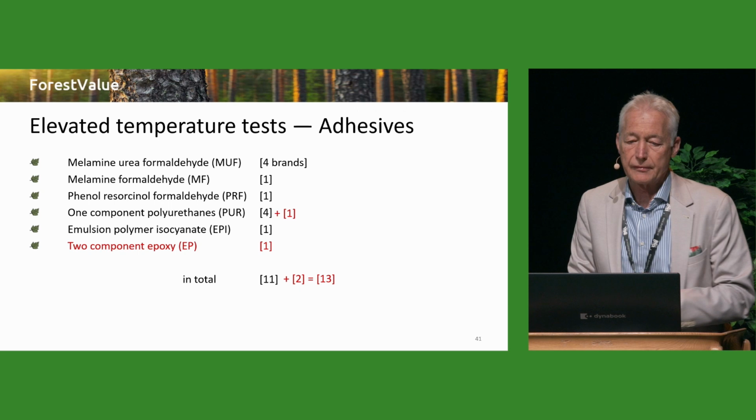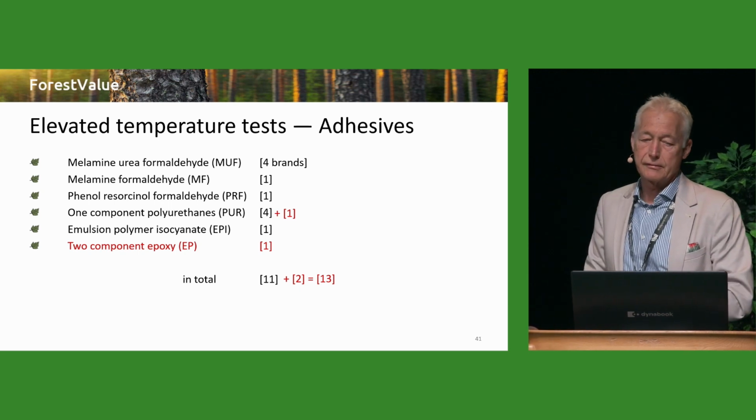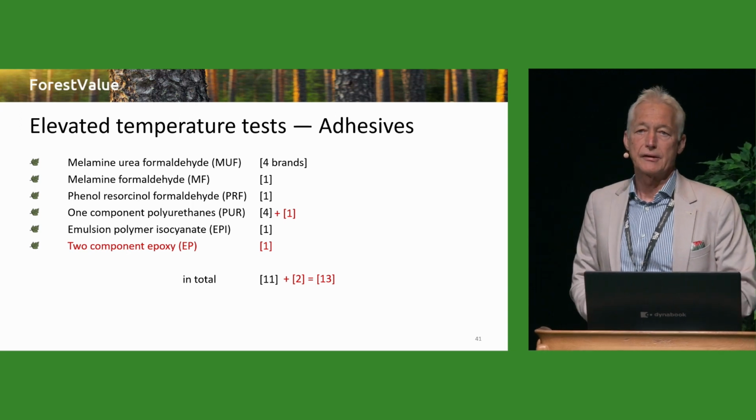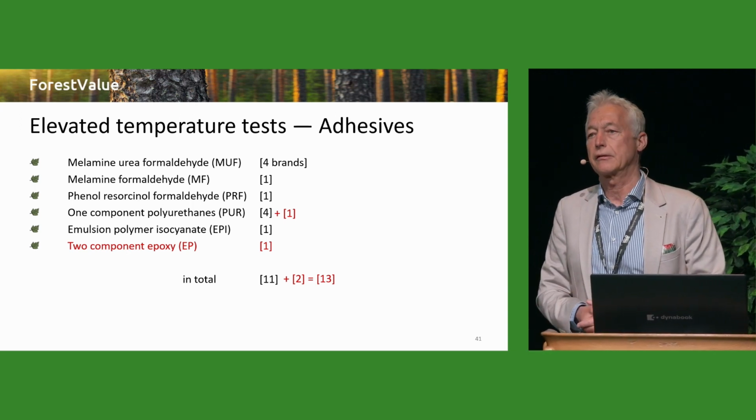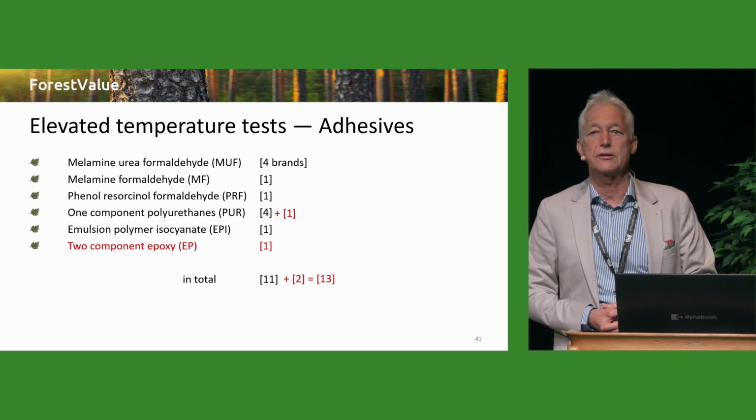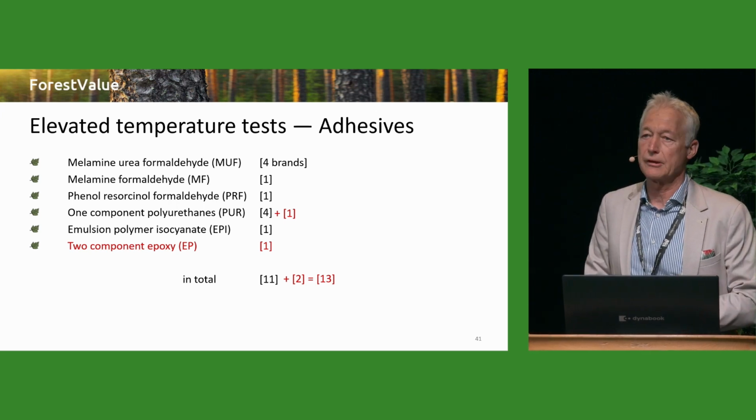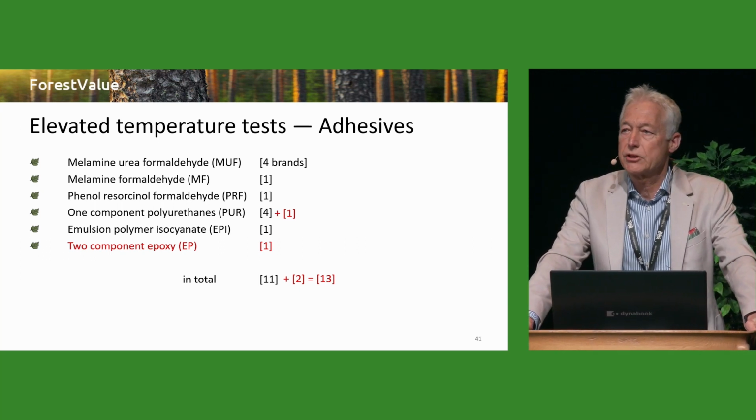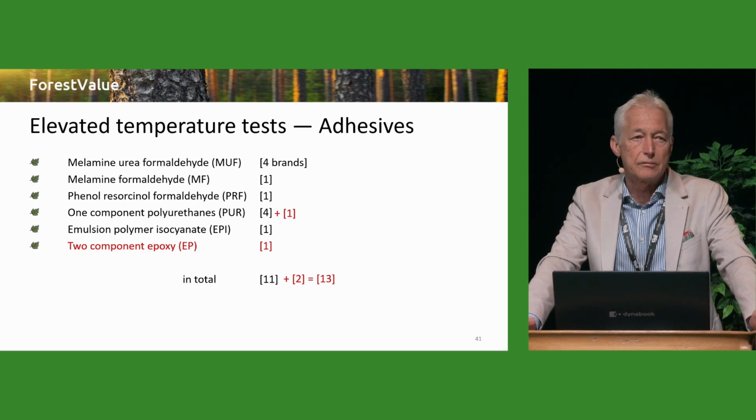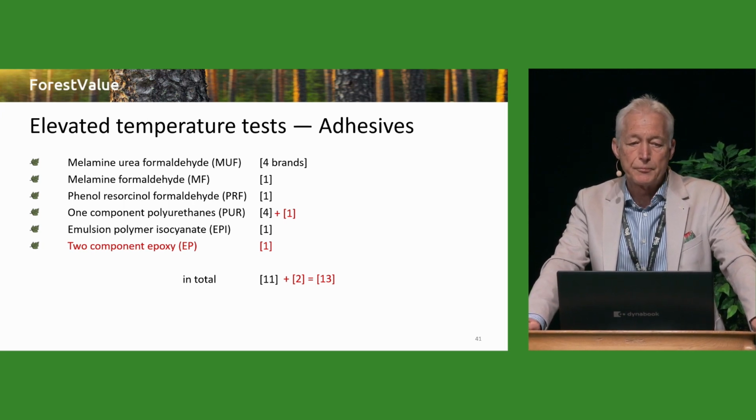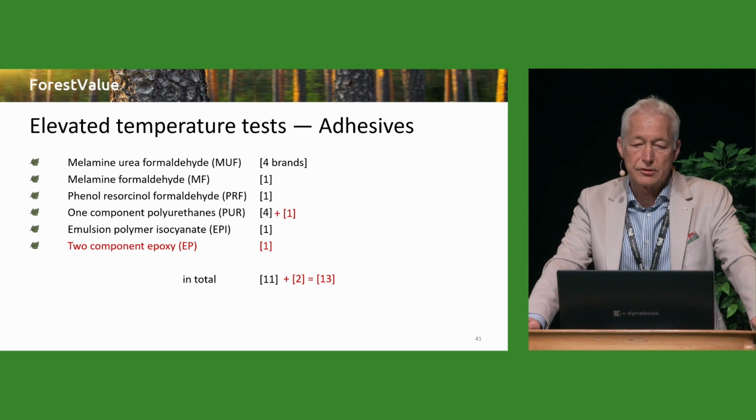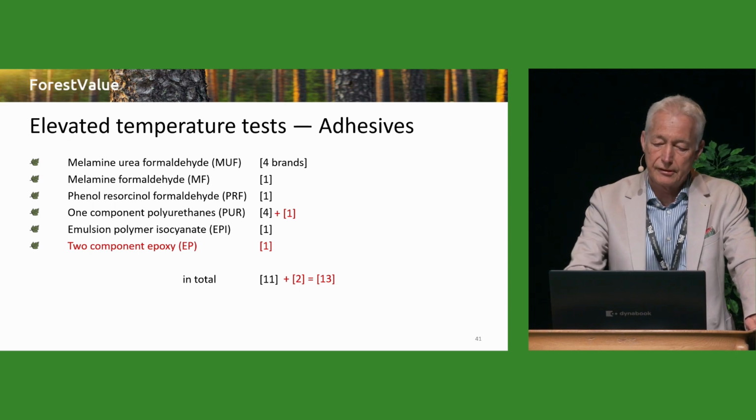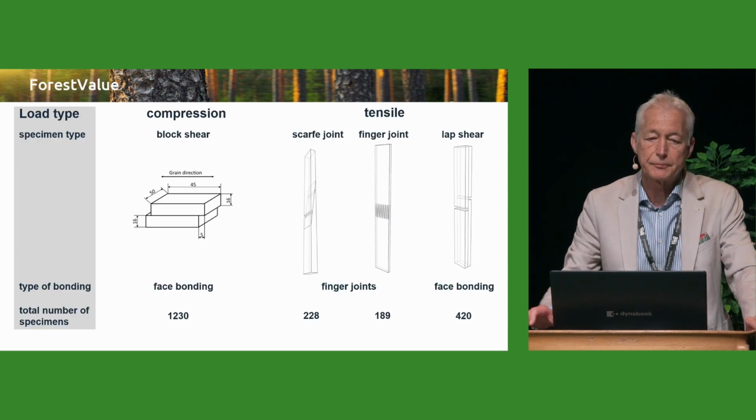Sorry. These are the number of adhesives we tested. We have at the moment 3 major generic types of adhesives: the polycondensation adhesives, which is phenolic resorcinol, melamine urea, and pure melamines. And then we have the polyaddition and polymerization adhesives, which are one-component polyurethanes and EPIs. And then we also have 2 components. I'm not talking about this now. So in total, we have 13 adhesives which we tested.